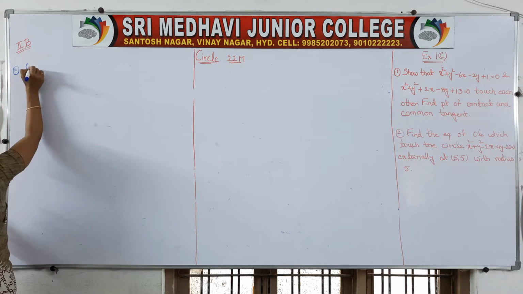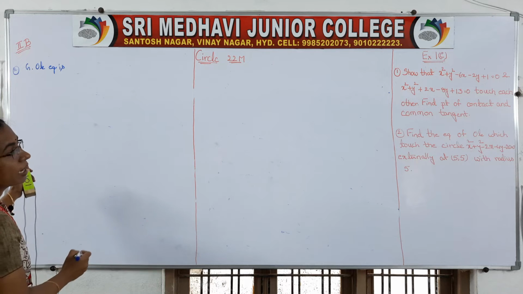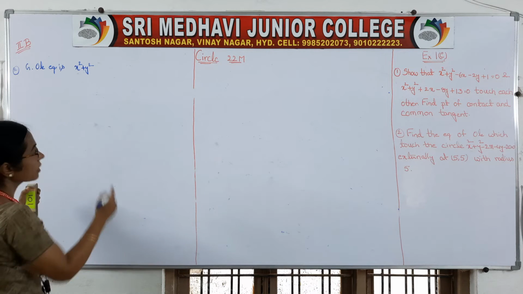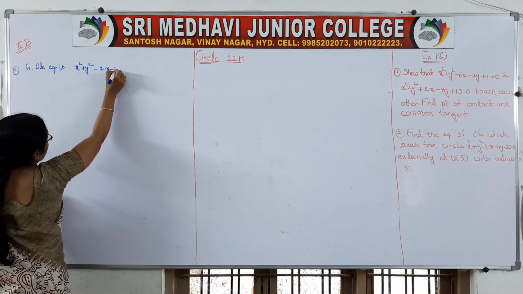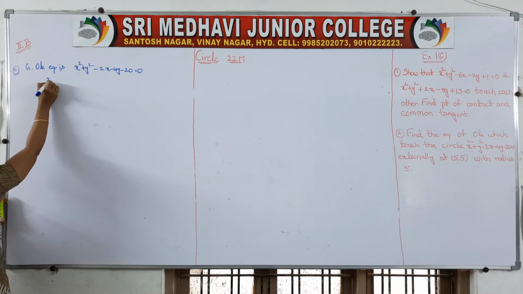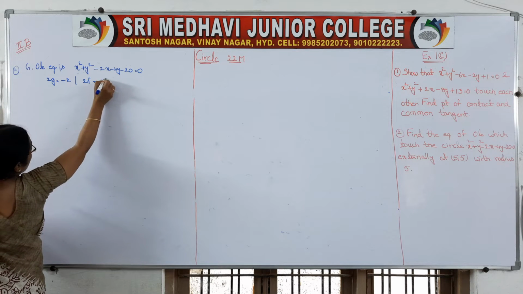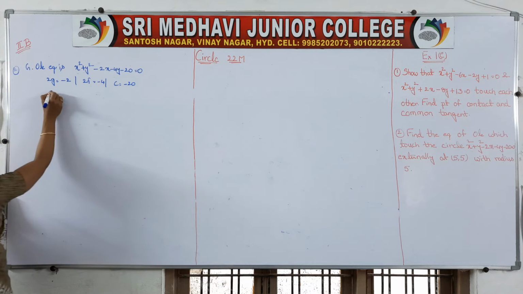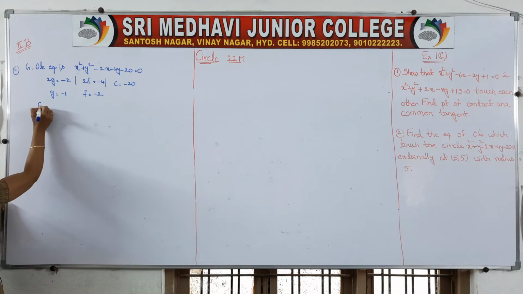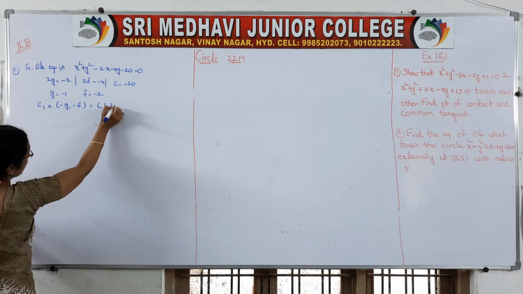So what is the given circle equation? x square plus y square minus 2x minus 4y minus 20 is equal to 0. So come on, find out its center and radius. How? Just by comparing with the general equation. So 2g is equal to minus 2, 2f is equal to minus 4, c is equal to minus 20, g is equal to minus 1, f is equal to minus 2. So come on, write down C1 is equal to, what is the formula? (minus g, minus f). So it is (1, 2).